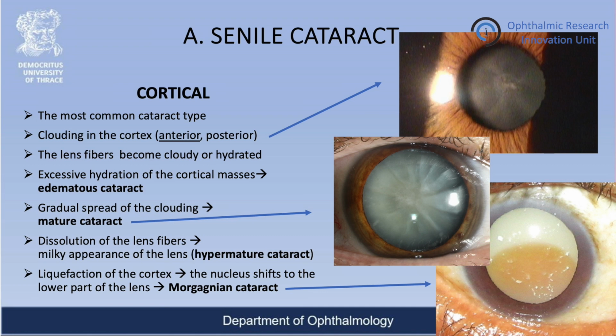The gradual spread of the clouding leads to the formation of a mature cataract. As the cataractogenesis progresses, the lens fibers dissolve and the lens becomes more clouded, taking on a milky appearance, hypermature cataract. In some cases of hypermature cataract, the liquefaction of the cortex is so pronounced that the nucleus shifts to the lower part of the lens, Morganian cataract.